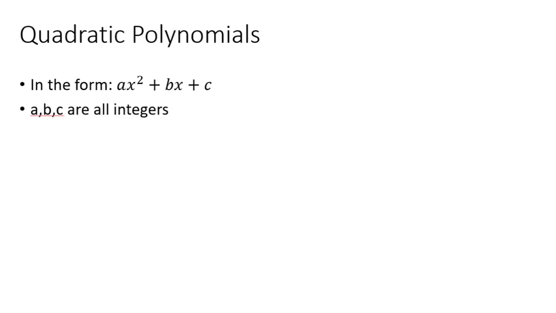It is a polynomial of the form ax squared plus bx plus c, where a, b, and c are all integers, and the highest exponent in the polynomial is a squared term, where we don't have to deal or worry about anything that is cubed or to the fourth or what have you.